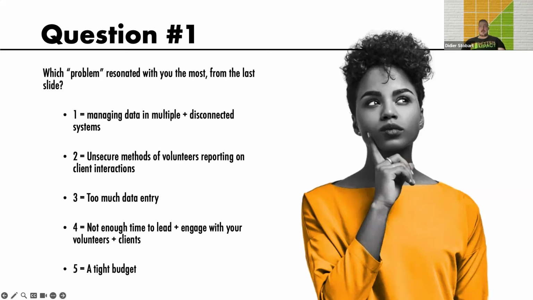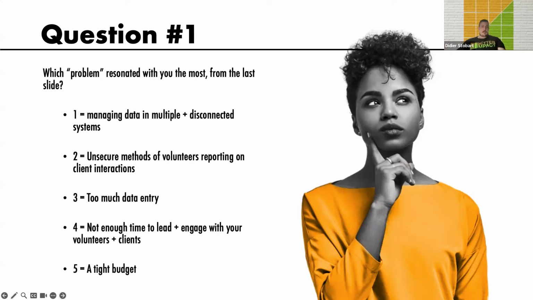So Lisa is 1 and 4. So, managing data in multiple disconnected systems, and not enough time to lead and engage. Sue's also number 4, not enough time to lead and engage with volunteers. Kyla's number 1 and 3, managing data in multiple disconnected systems and too much data entry. And Jenny is number 1 and 2, disconnected systems and unsecure methods of volunteer reporting.